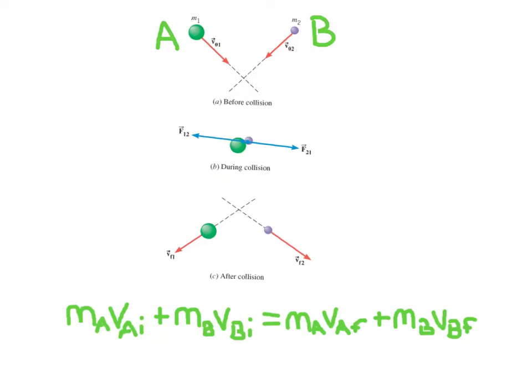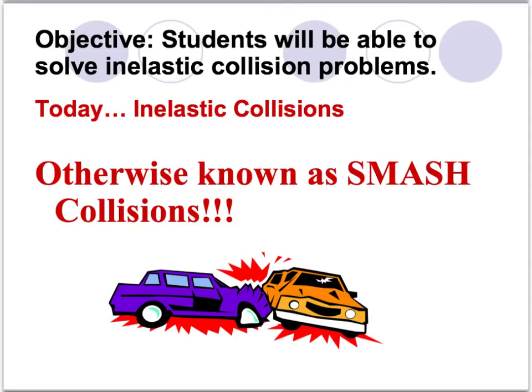So because they're both experiencing the same impulse, there's a special relationship that occurs that we're going to look at now. And what happens is the momentum of object A before the collision plus the momentum of object B before the collision is equal to the momentum of object A after the collision plus the momentum of object B after the collision. So the best way to figure out how to solve collision problems is by looking at collisions.